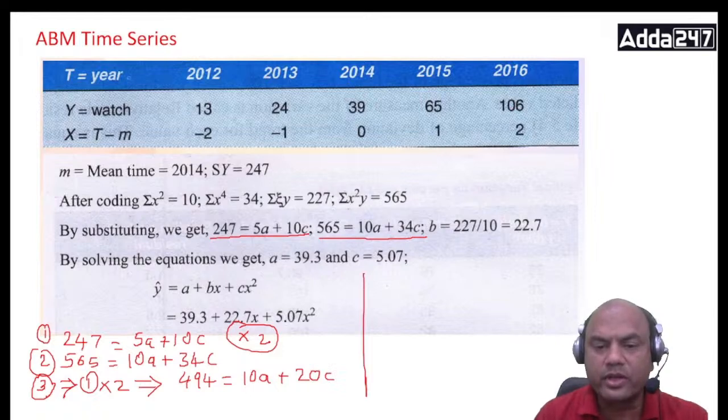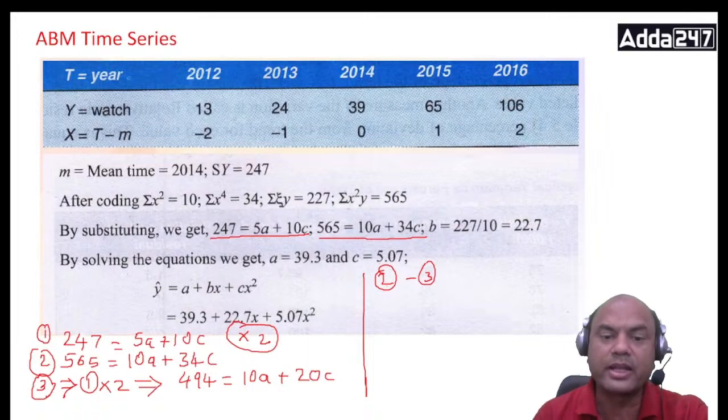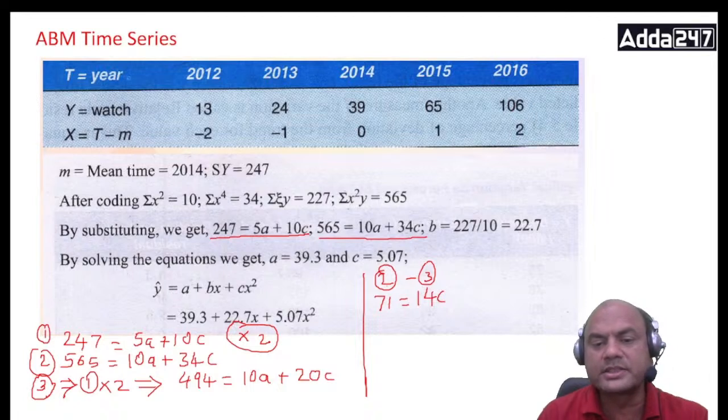See this, I will solve it over here. 2 minus 3. Do the subtraction. So 565 minus 494. What is the answer? You'll get 71. So 71 equals 34c minus 20c. Right? 10a gets cancelled. So 34 minus 20 is 14c. If you solve this now, you will get c as 71 upon 14. 14 times 5 is 70. So you got c as 5.07. So c equals 5.07.